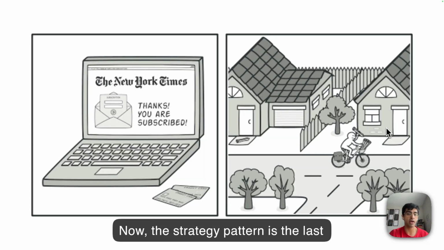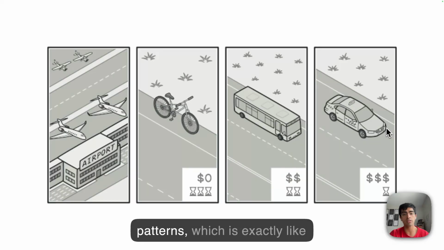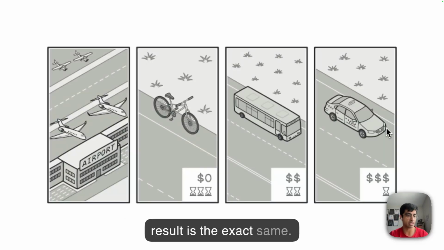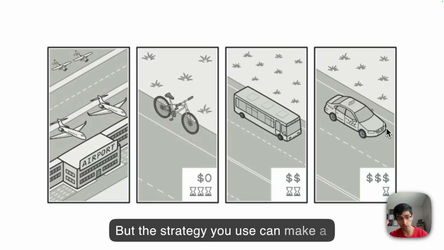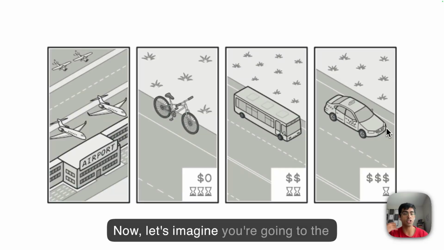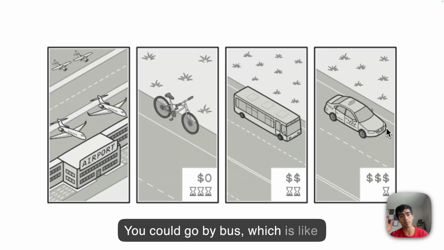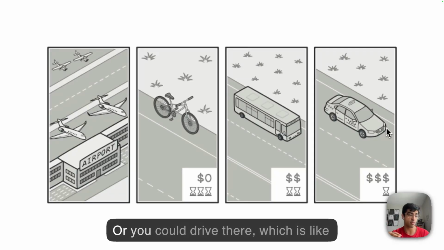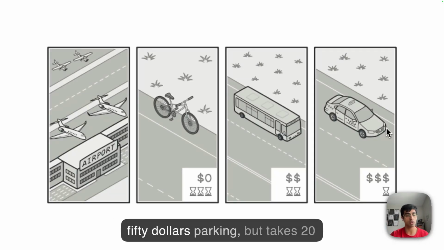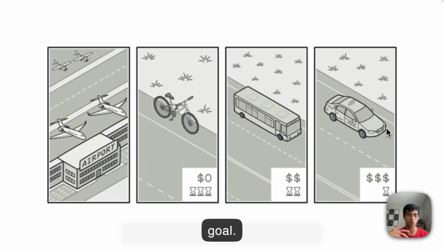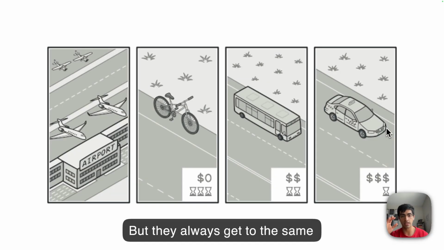Now, the strategy pattern is the last one we'll cover of the behavioral patterns, which is choosing how you're going to get the final result you want when the final result is the exact same. But the strategy you use can make a big difference. Now, let's imagine you're going to the airport. You could go by bike, which is free, but will take 2 hours. You could go by bus, which is $3, but takes 45 minutes. Or you could drive there, which is $50 parking, but takes 20 minutes. They're different strategies, and they have different constraints based on time and money and your goal. But they always get to the same destination.